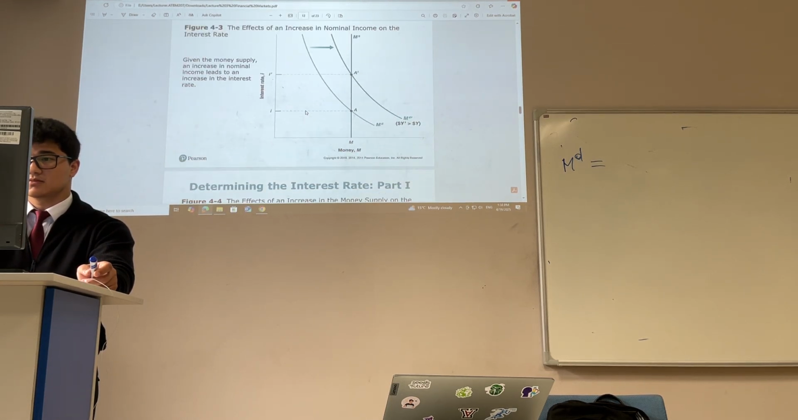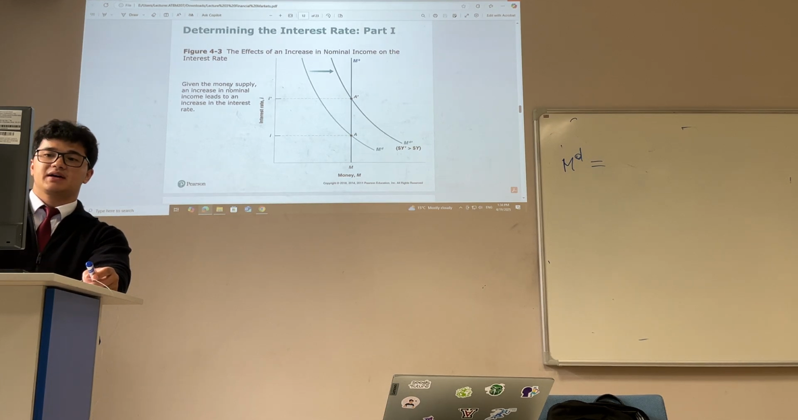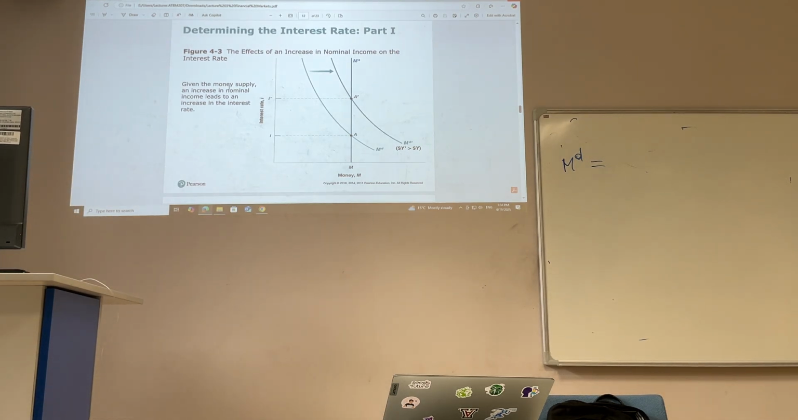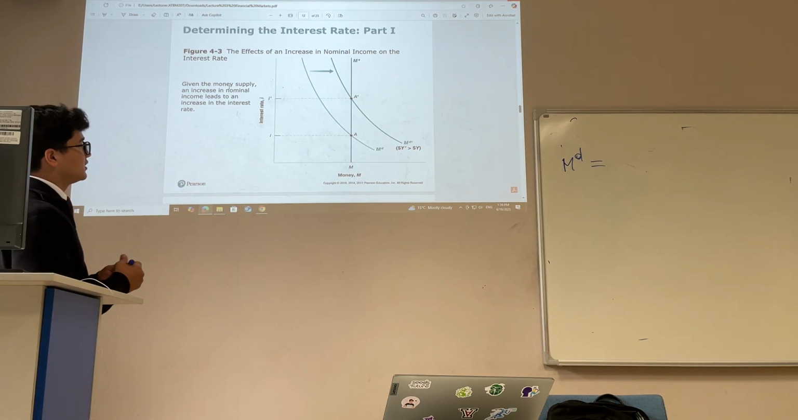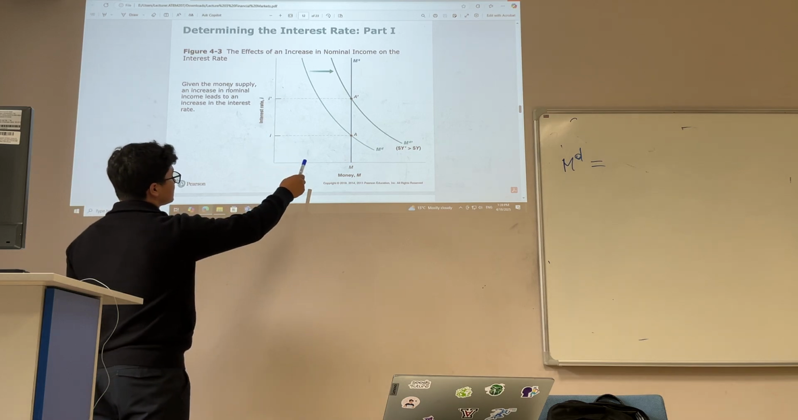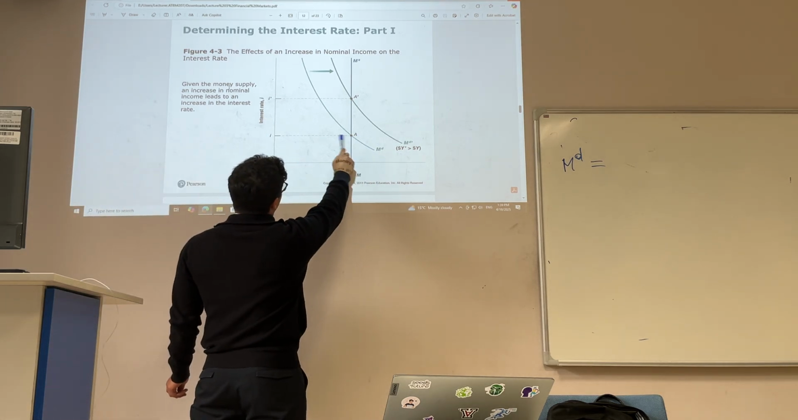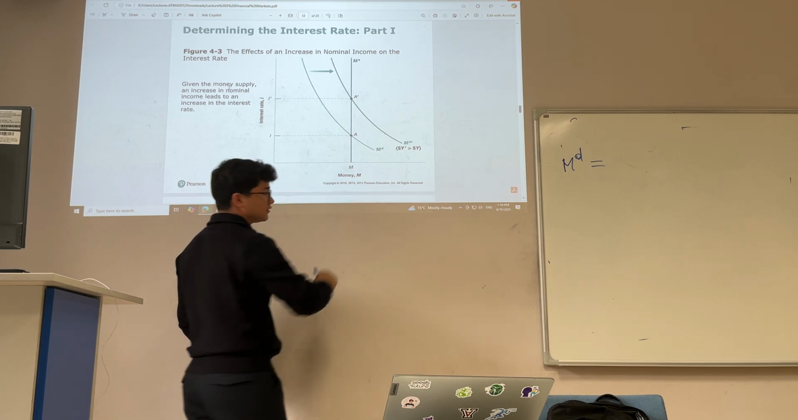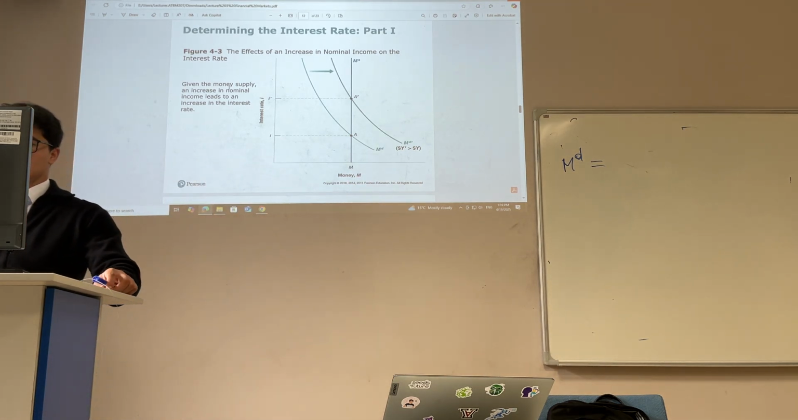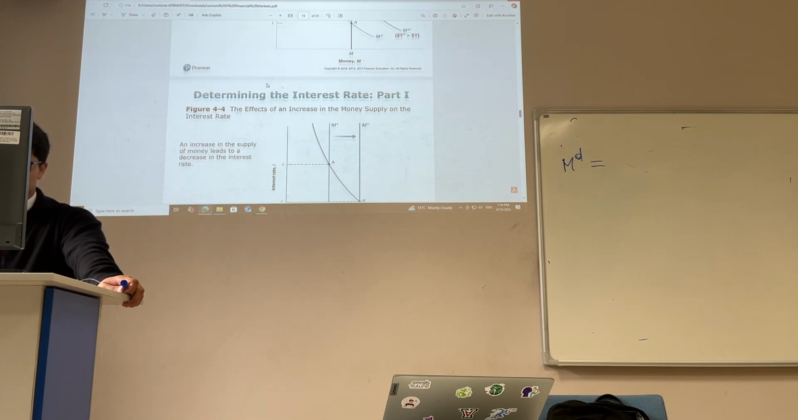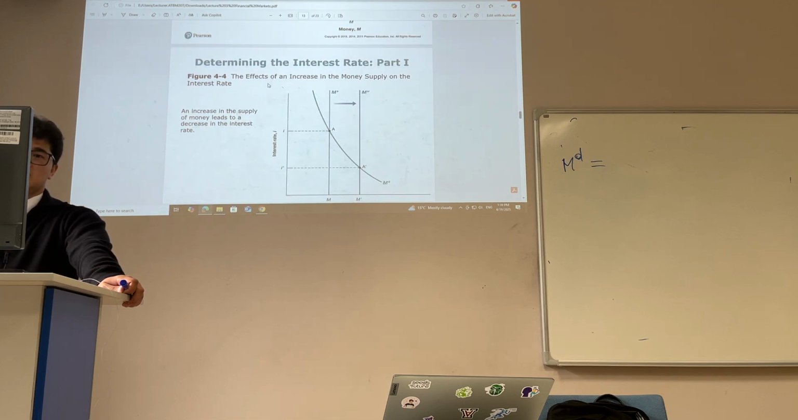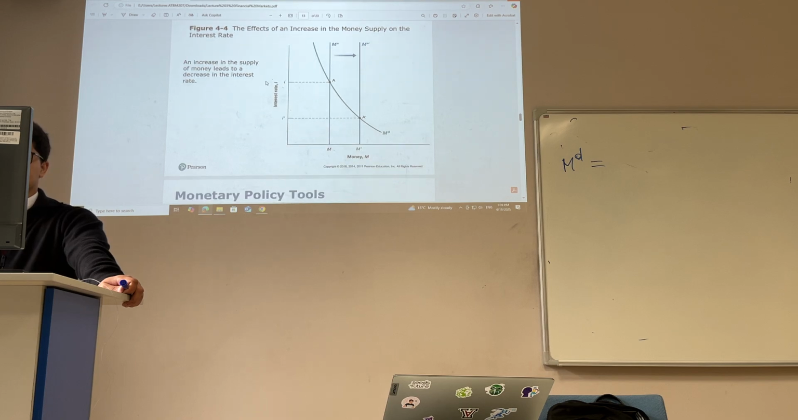Can you please show it one more time? Here, given the money supply, consider an increase in nominal income. When our nominal income increases, our money demand curve shifts to the right. Yes, I see, it shifts when our nominal income increases. An increase in the supply of money leads to a decrease in the interest rate.